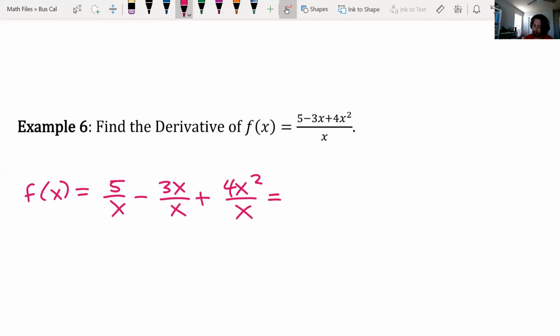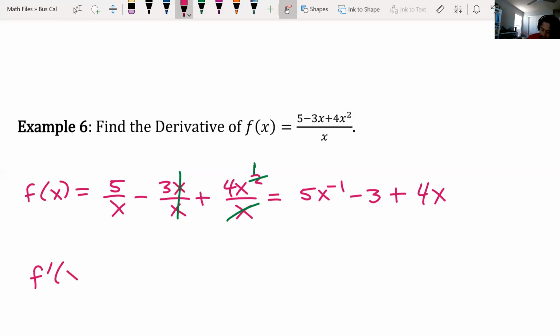So 5 over x can be rewritten as 5x to the negative 1. 3x over x, your x's will cancel. So you get minus 3. Plus 4x squared over x, this x cancels, that 2 becomes a 1. And we are left with 4x. Which means we are now ready for the derivative.